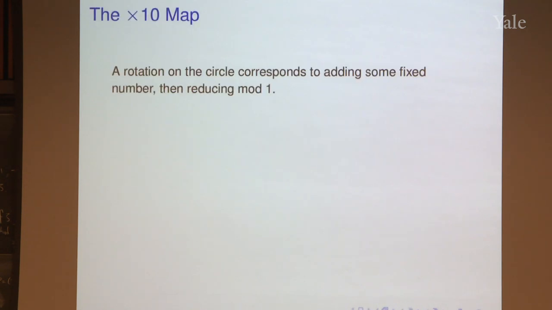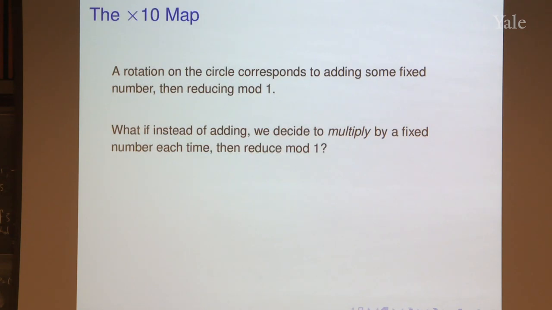So now I want to switch gears. We've been talking about rotations for a while, and I want to talk about a different transformation of the circle. So what we saw was, when we thought of the circle as an interval, we laid it flat, rotation corresponding to adding some fixed number over and over again and then reducing mod 1, right? Throwing away the whole part and keeping just the fractional part. So what if instead of adding some fixed number over and over again, we decide to multiply by some fixed number over and over again and then reduce mod 1?